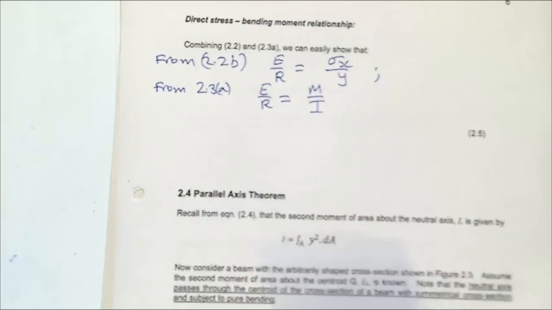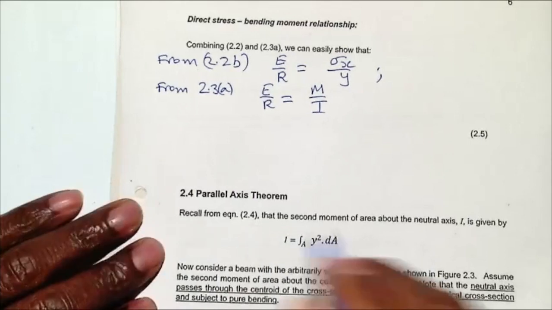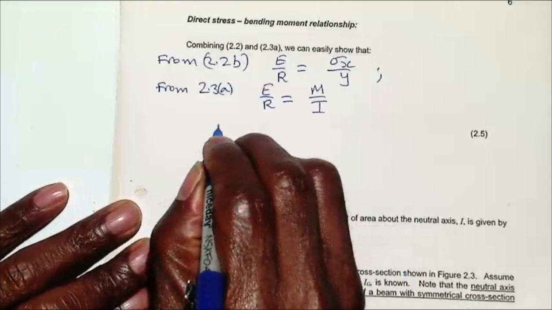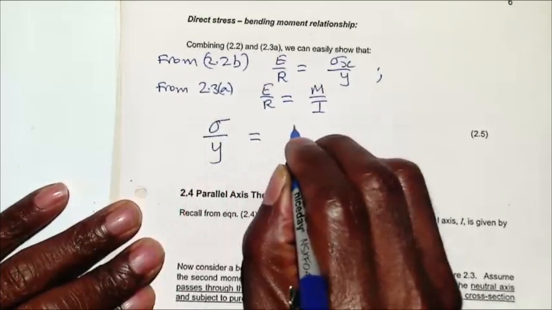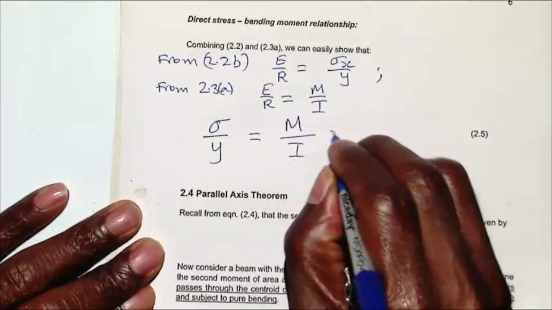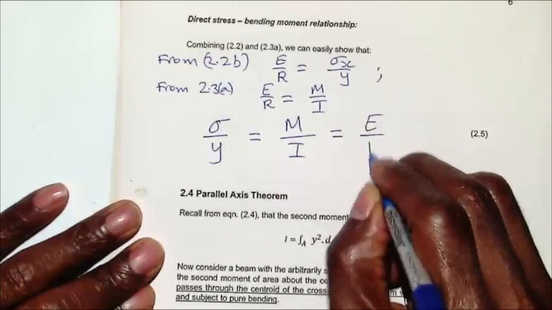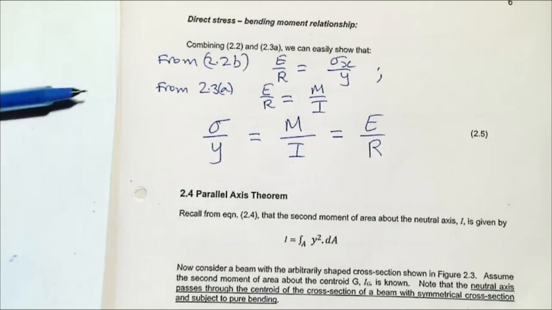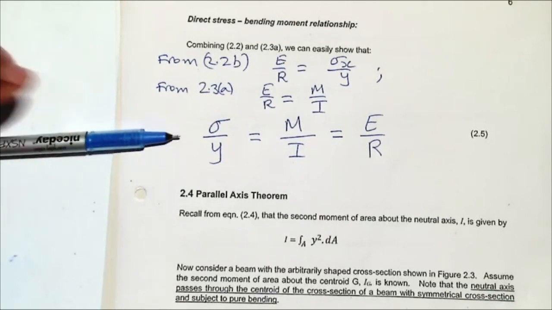So then we can combine them, and what is called the standard bending equation is that sigma over y equals bending moment over I equals E over R. Now you see, that is the first equation that you have on the 3-page formula sheet that you've got. So this is the one that we're now going to start to use. I will just explain what it is.